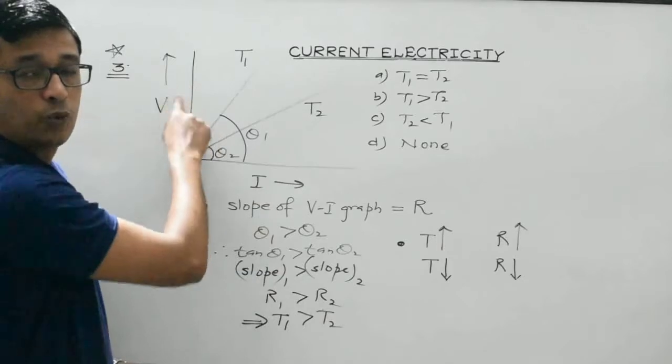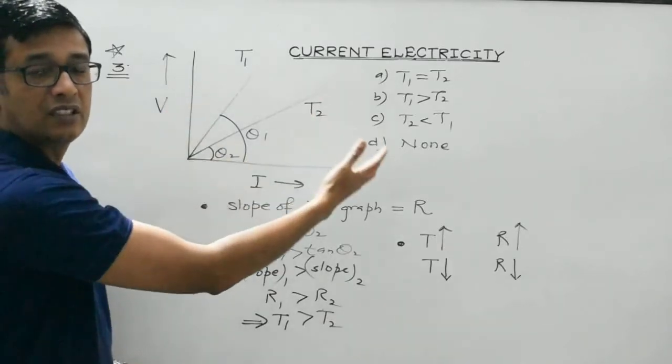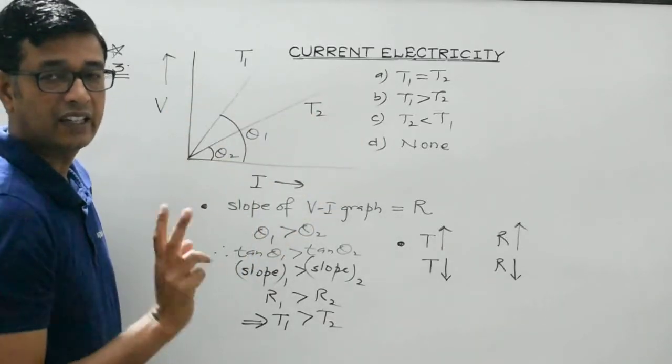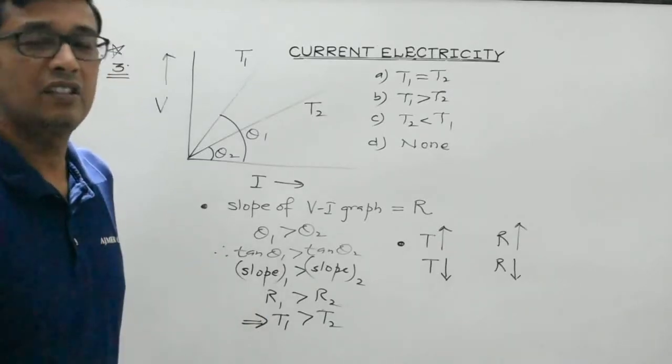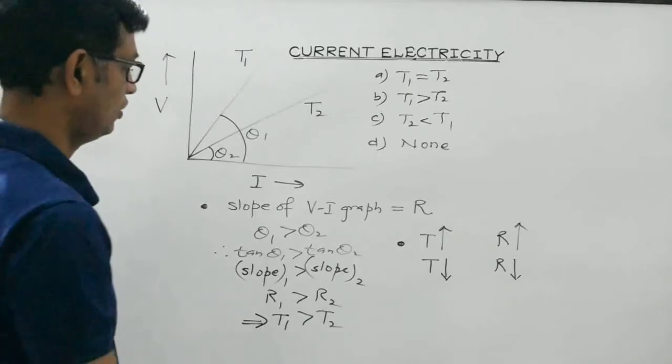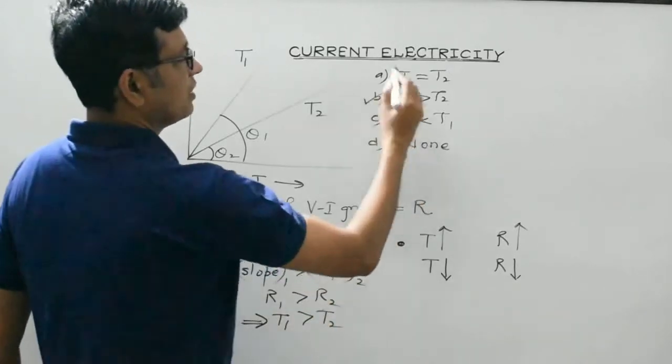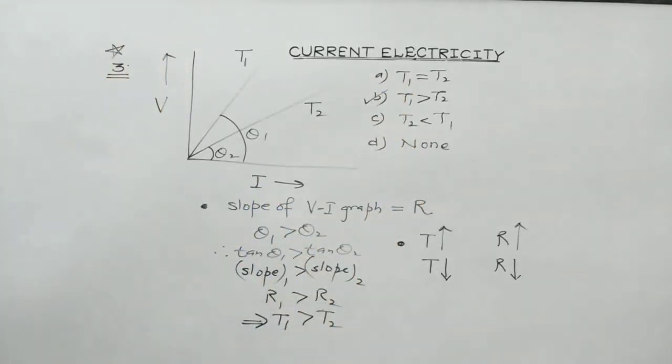So this was a question based on two facts. First, the slope of the VI graph will give us resistance. Second, the resistance of a conductor increases with the increase in the temperature of the conductor. So in this case, T1 would be greater than T2. Option B must be the correct one.